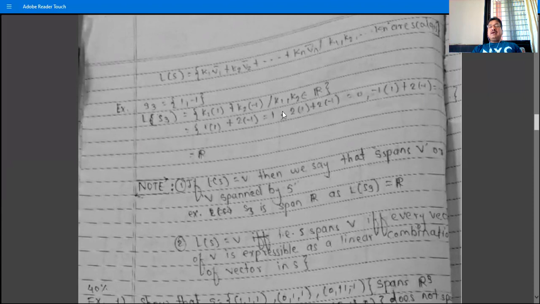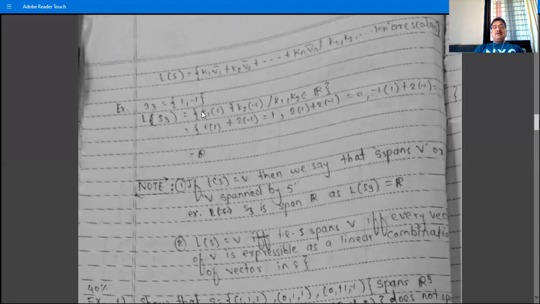In this way, suppose we take fractional k1 and k2. Suppose k1 is 1/2, k2 is 0, then we get the element 1/2. And in this way, we have all real numbers. All real numbers are linear combinations of this 1 and -1, and therefore L(S3) is equal to R. And that is, this set {1, -1} spans R.